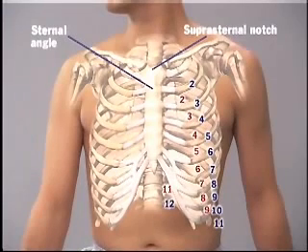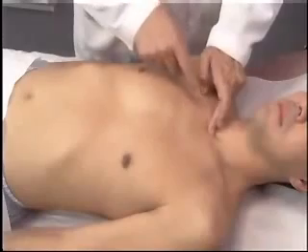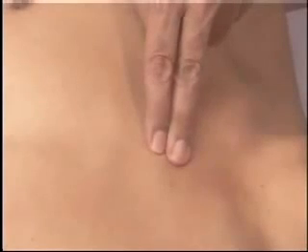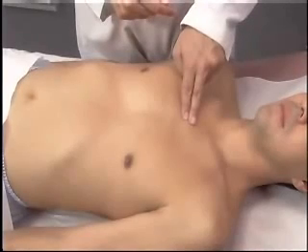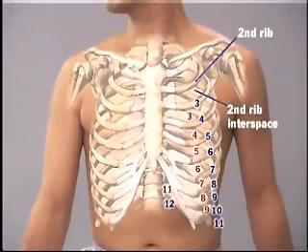Anteriorly, the key landmark for this purpose is the sternal angle. To find it, start at the suprasternal notch and slide your fingers downward about 5 centimeters until you feel the bony ridge that joins the manubrium to the body of the sternum. This is the sternal angle. Lateral to this angle lies the second rib. The second interspace is just below.